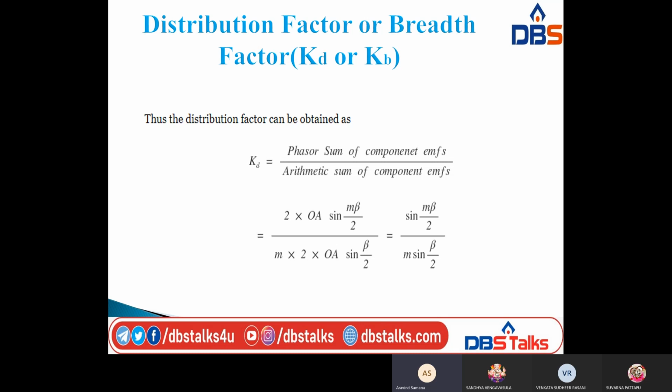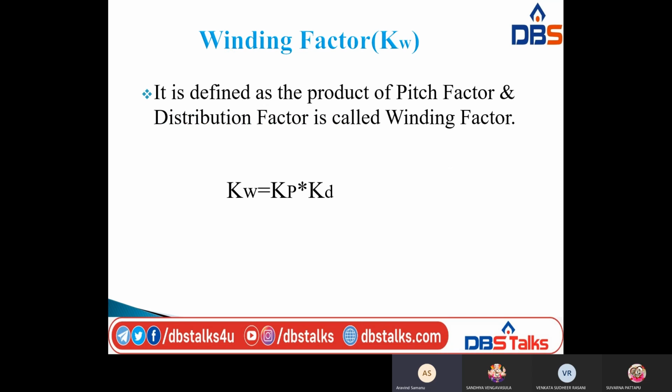And the formula for the pitch factor is Kp is equal to cos alpha by 2. And next we have another factor, that is winding factor. Winding factor is defined as the product of pitch factor and distribution factor. Here it is indicated with the letter Kw. That is Kw is equal to Kp into Kd. Here Kp is the pitch factor and Kd is the distribution factor. The product of pitch factor and distribution factor is called winding factor.